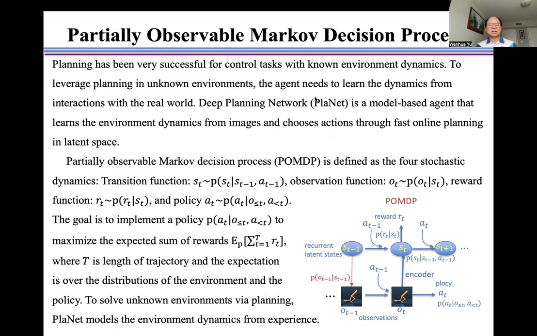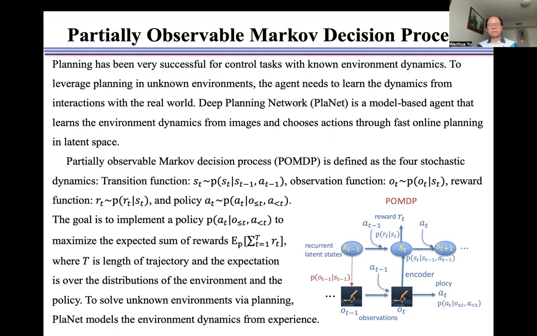planning in latent space. A partially observable Markov decision process is defined by four stochastic dynamics, namely the transition function, observation function, reward function, and policy, as shown here. This is observation, this is reward, this is policy, and this is transition. The goal is to implement a policy π to maximize the expected sum of rewards, where T is the length of a trajectory and the expectation is over the distributions of the environment and the policy.